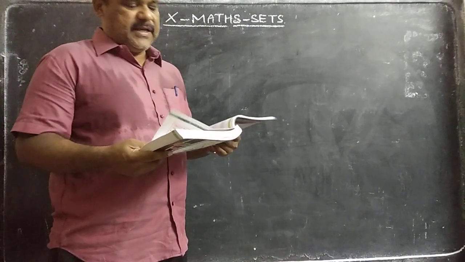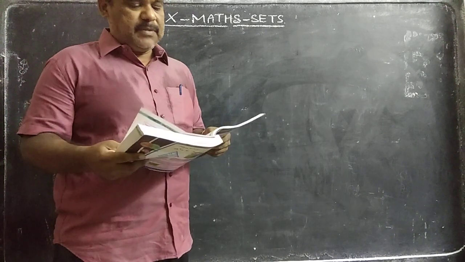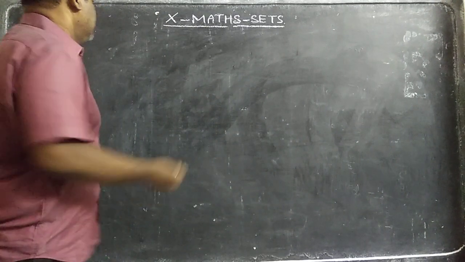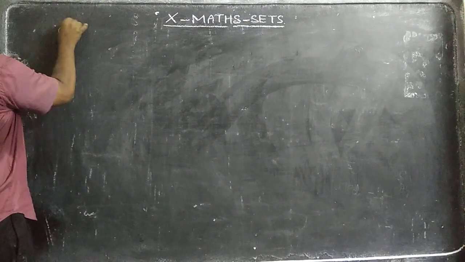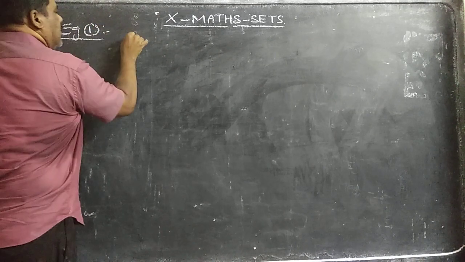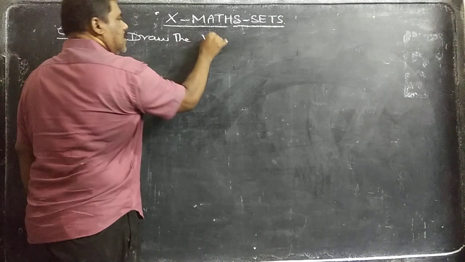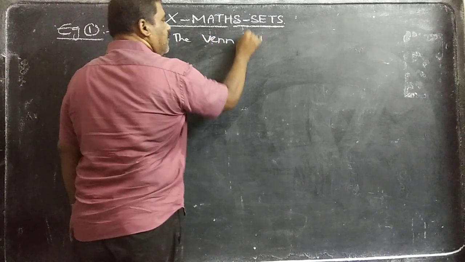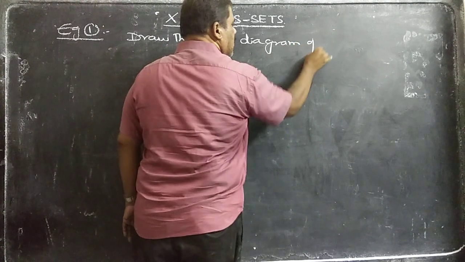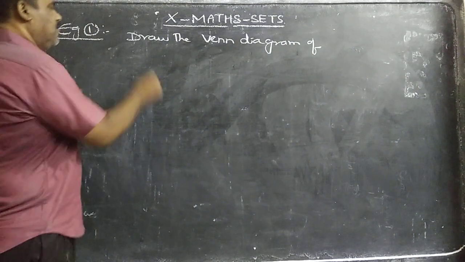Yesterday we completed exercise 2.4. So some important example sums are there. Today we are going to do that. First one is: draw the Venn diagram of the following sets. We should draw the Venn diagrams of the following sets.